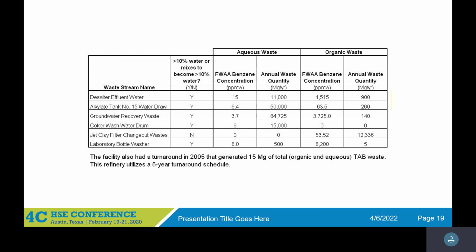0.045, that's correct. So if you add all those, oh, and then the last thing is we have to add the turnaround waste. So how much is the turnaround waste? 3, right? Because it's 15 megagrams that you're going to analyze over 5 years. So 3 megagrams, you're going to count for 3 megagrams each year. So if you add all that up, you get 5 megagrams.